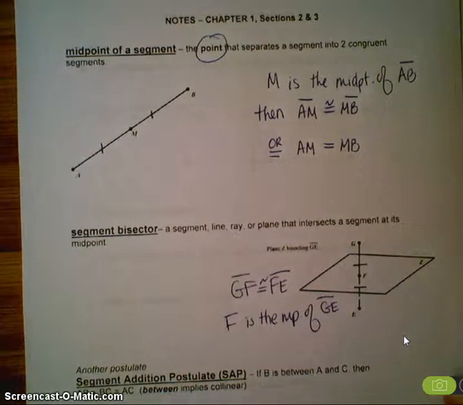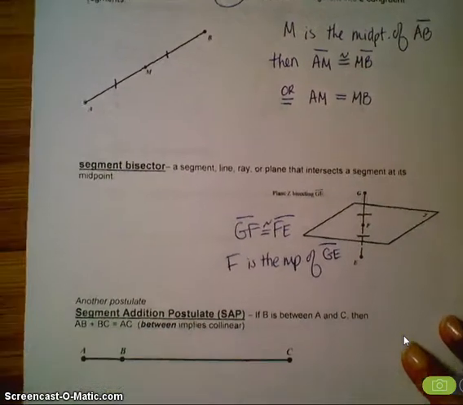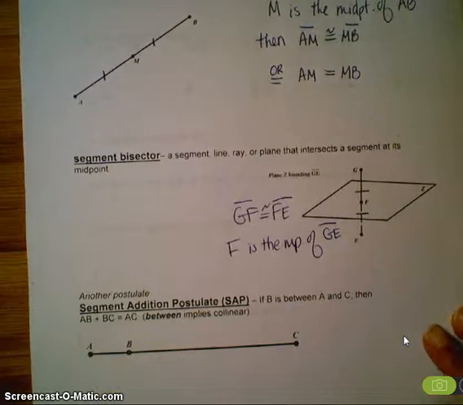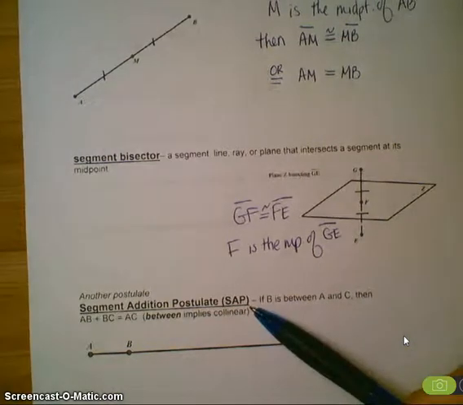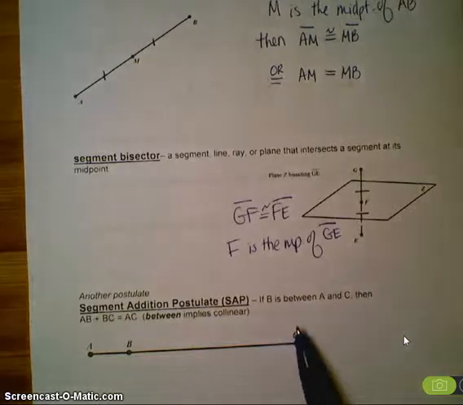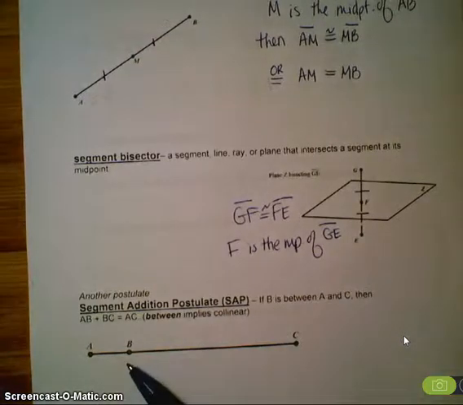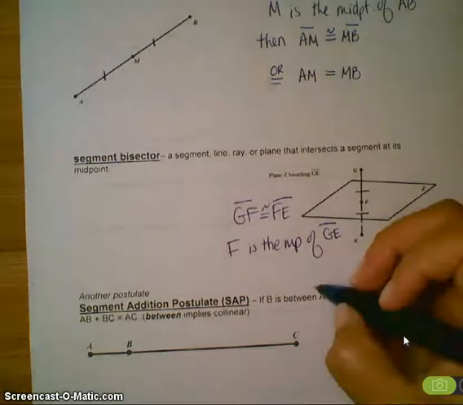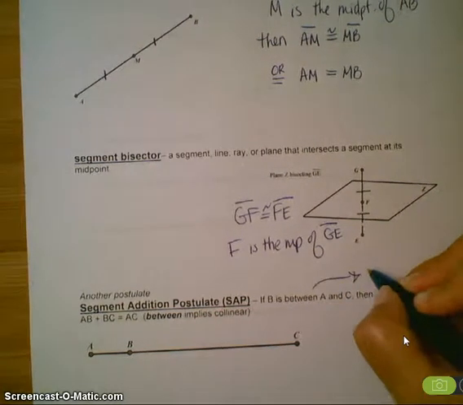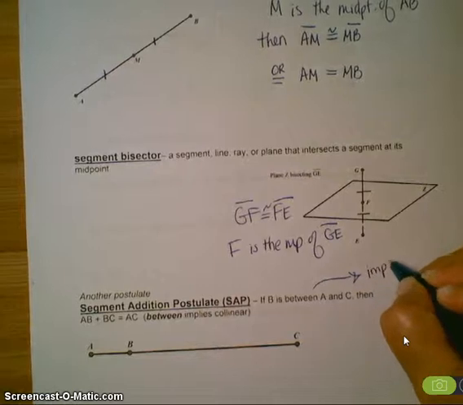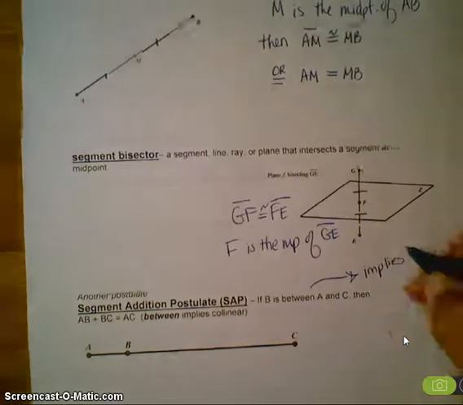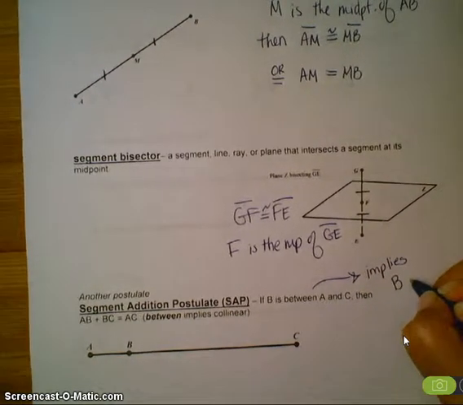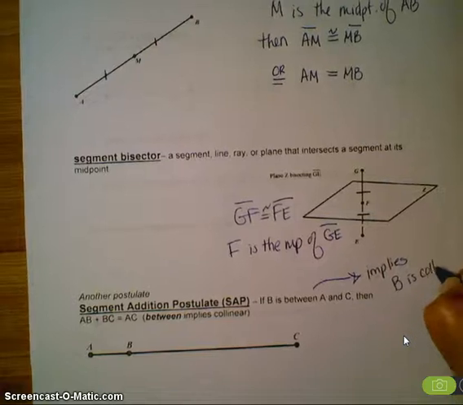Okay, last thing on that page is the segment addition postulate. And you'll notice I will use the abbreviation SAP. And what it says is if I have a point B that's between 2 other points, and by between we mean both the English version of between, but what we're also implying is that B is collinear with A and C.